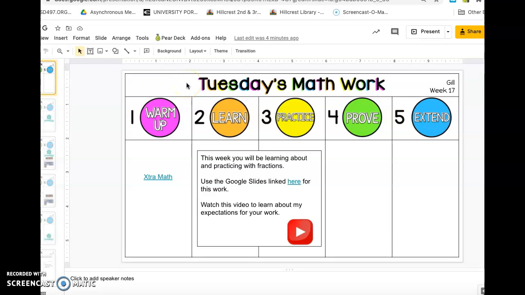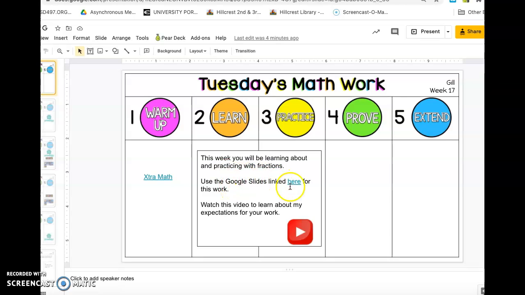Hi everybody. For math this week, we are going to start our work with fractions. So your math slide for Tuesday and then Wednesday and Thursday looks like this. So you have your extra math for your math fact time, and the rest of the time you will see this box, and that is it. So you're going to be learning and practicing with fractions.